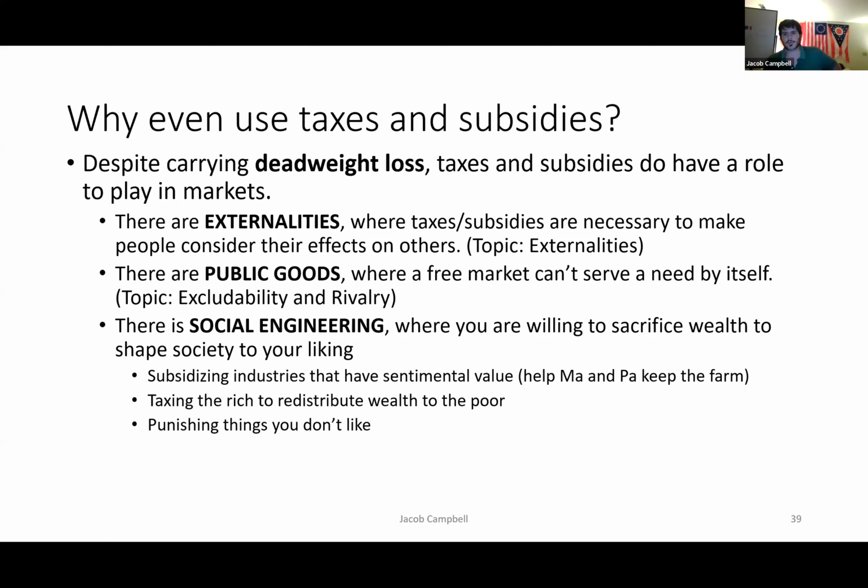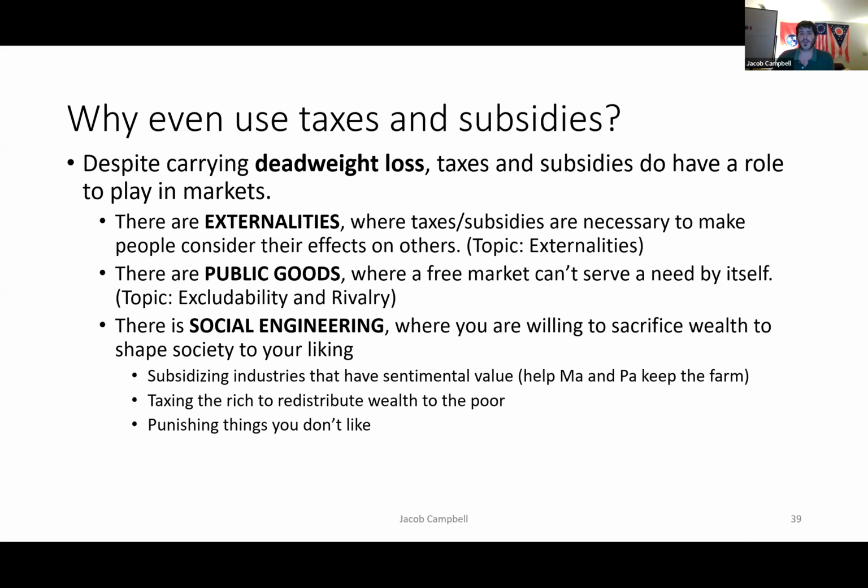And then there are situations like public goods, where a free market cannot serve a need by itself, at least not effectively. And we'll talk about those two topics from now, excludability and rivalry. Now, very little of what the government does is actually true public goods in an economic sense. But there are certain things that can be considered public goods. Mostly those which conform to the ideal of what's called a night watchman state or a minarchist state. The government provides courts of law, it provides police, it provides national defense. And personally, I would argue that one of the most valuable roles that the government plays in society is actually promoting scientific research as well.